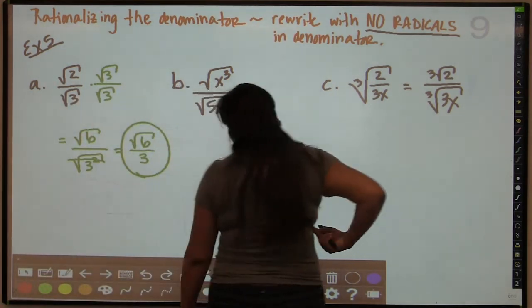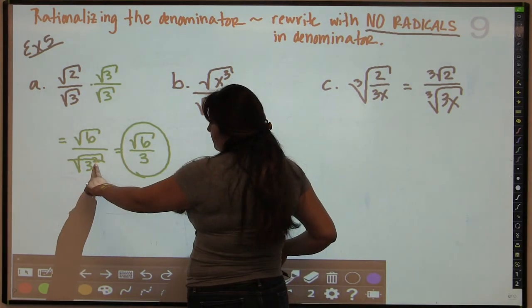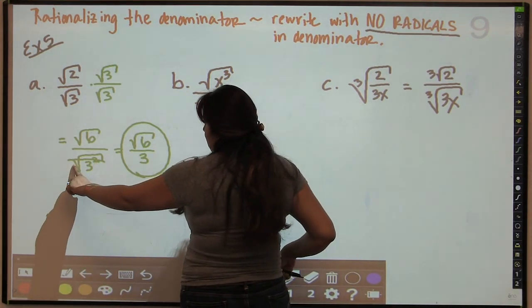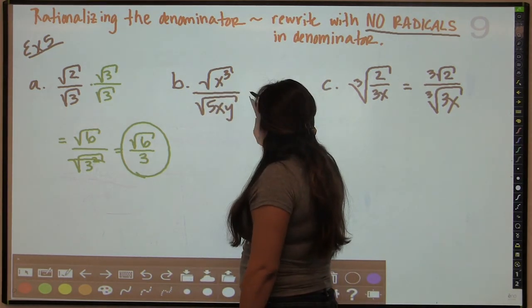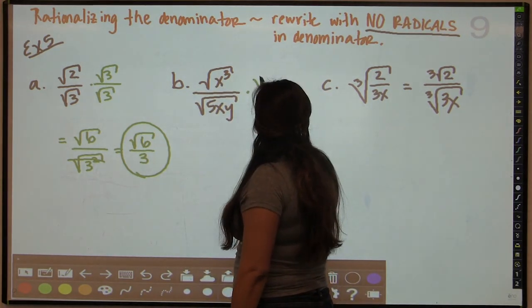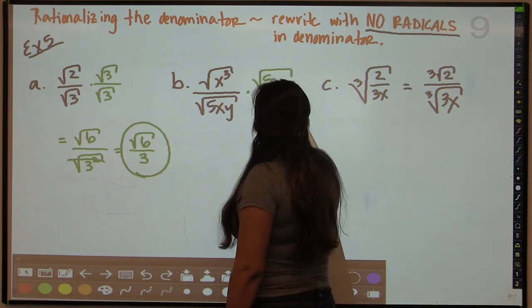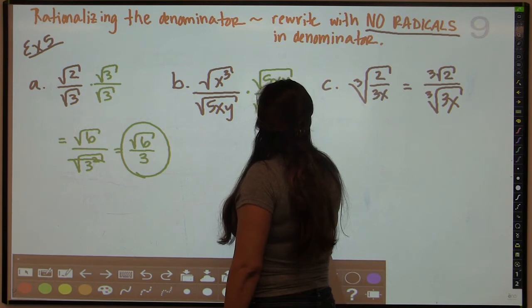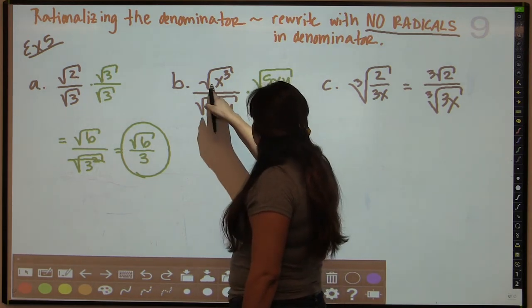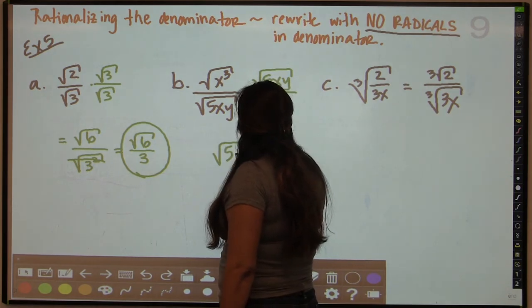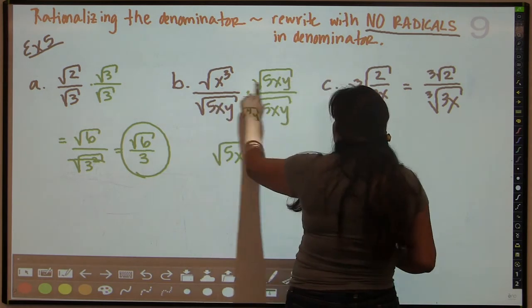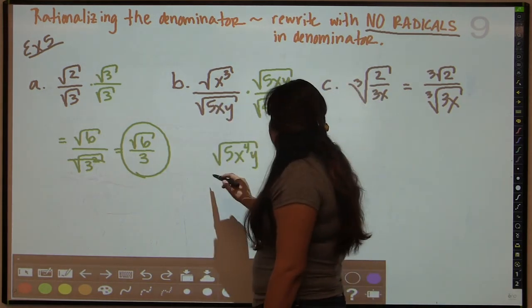But again, the key here is that you want the exponent to match the index so they can cancel. So in this case, I am going to multiply by the square root of 5xy and the square root of 5xy for the same reason. I'm going to get on the top the square root of 5x to the 4th y, because I'm going to have x cubed times x to the 4th.